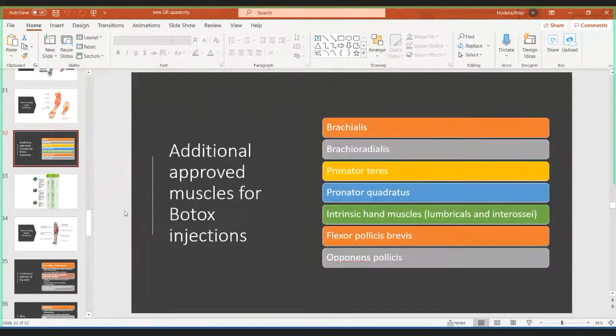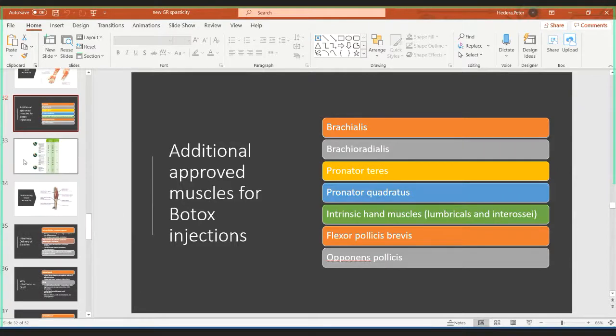So this next table again shows additional muscles. Botox actually has the longest history of approval for upper extremity spasticity, but there are additional muscles added. So again, brachialis, brachioradialis, those would be elbow flexors, and pronator quadratus, and also intrinsic hand muscles, and also flexor pollicis brevis. Basically, those are all muscles in the hand. So especially for the clenched fist and abducted thumb, you can really choose these muscles as well. Again, you can do it on label or off label, but sometimes this knowledge is helpful because it helps you to navigate the insurance process.